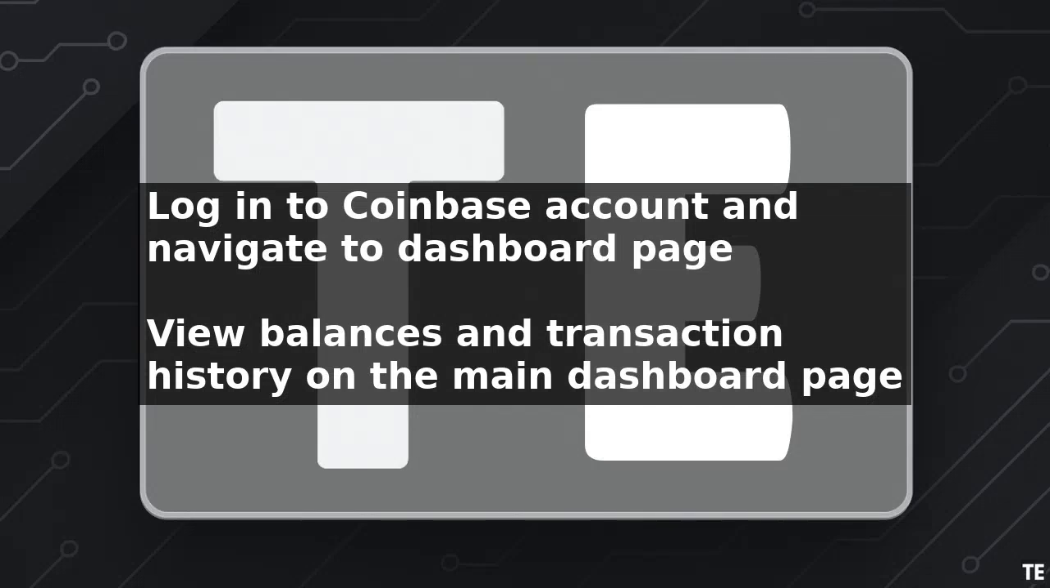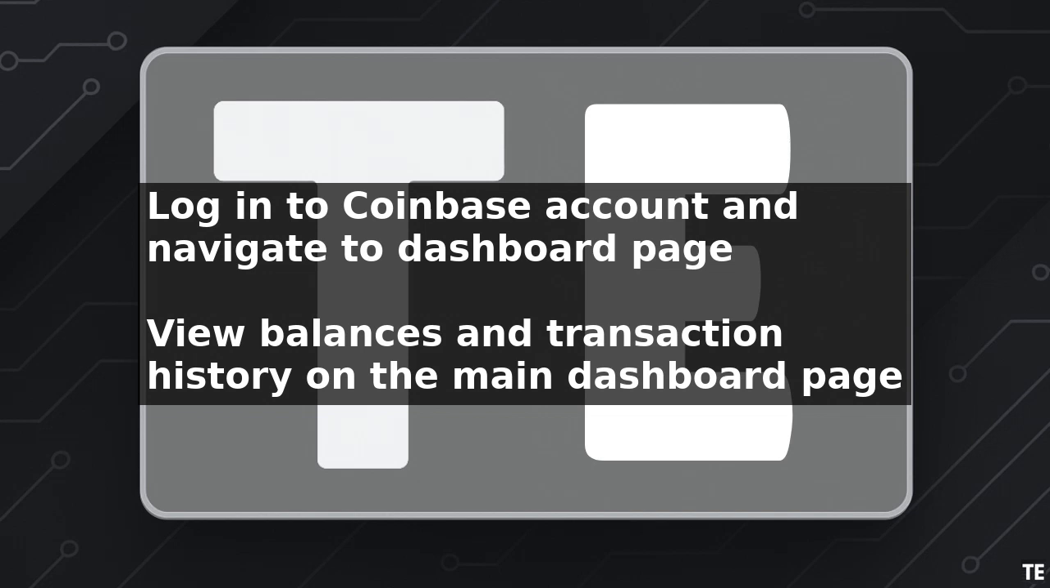Changing a widget on Coinbase is a straightforward process that can be completed in a few steps. To begin, log into your Coinbase account and navigate to the dashboard. The dashboard is the main page of your account where you can view your balances, transaction history, and other account information. On the dashboard, you will see a variety of widgets that provide different types of information, such as your account balance, price charts, and recent transactions.